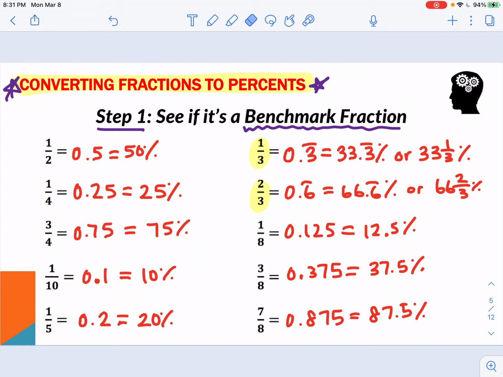But we do want to make sure that we really learn these benchmark fractions, because one of our first steps from converting between any fraction, decimal, percent is to really know the basics. And these 10 fractions are really our benchmark ones. If we can memorize these, it will really make our life easier in the next unit, all right?